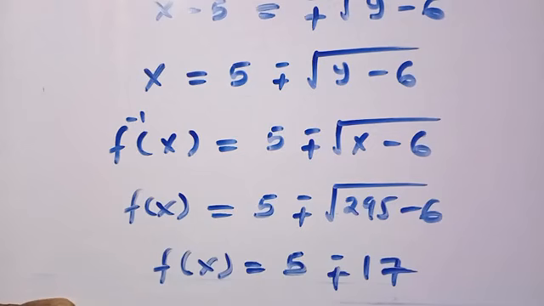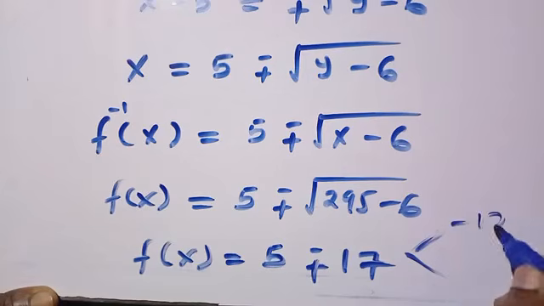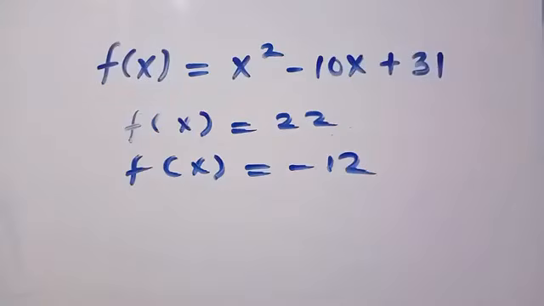But we still need to find x, and we have to separate this also: f of x is 5 plus 17 and f of x equals 5 minus 17. So therefore, we have two things here. We are going to have minus 12 and 22. Minus 12 and 22, that is the value of f of x. And let's see how we get x itself. So these are the two values we got for f of x.